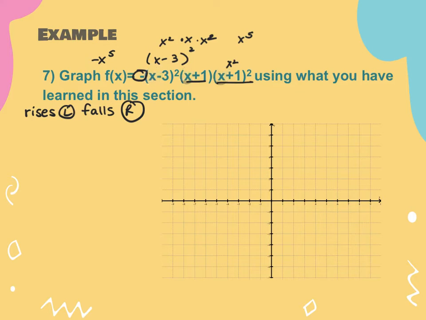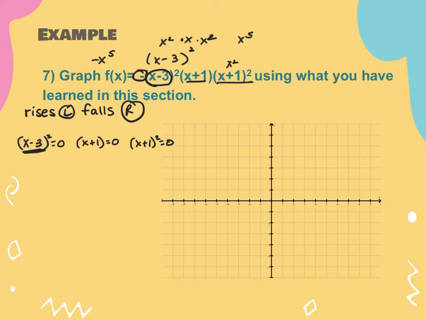But then the easy part's the roots, right? Because I would just break each of these apart. So if it's x minus 3 squared equals 0, and then x plus 1 equals 0, and then x plus 1 squared equals 0. So how many roots come from x minus 3 squared?